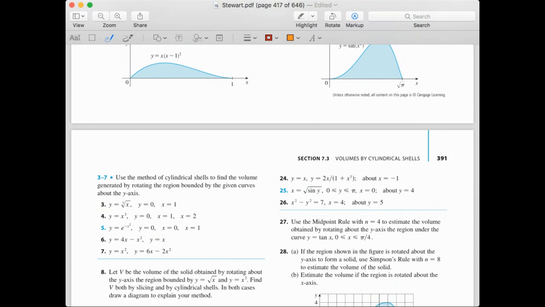Okay, let's do this. You claimed those in the beginning, so let's go with the review sheet. I think we're ready for the review sheet. This shell method is optional. If you want to know it, it's good. If you think you know the Washer method, that's enough. You don't have to go with the shell method.